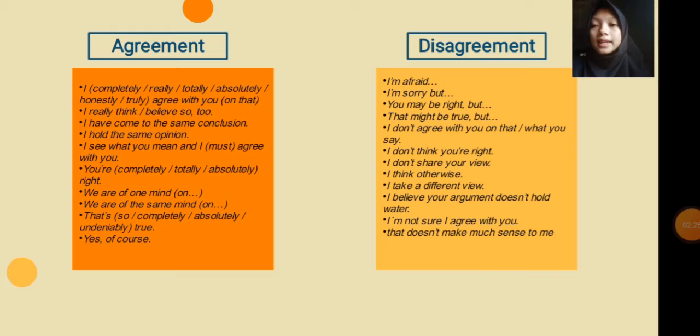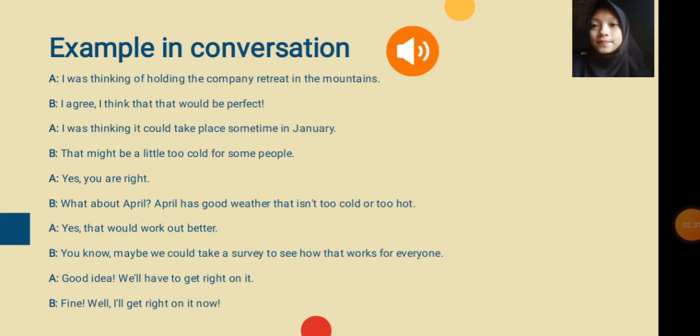This is another example of expressing agreement and disagreement. You can read by yourself. There are example in conversation. You can listen the audio carefully.